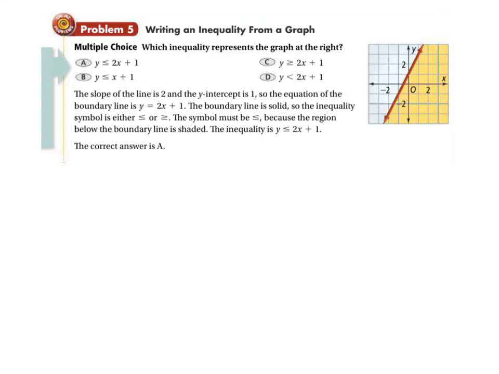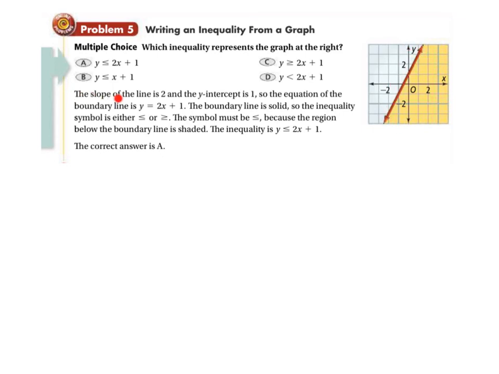Alrighty, so writing an inequality from a graph. So what we're looking for on here, first off, you can write an inequality from a line. You'd better be able to by now anyway. Once you do that, if the line is solid, you include the equals portion, and you decide if y goes down or up, and you shade accordingly.